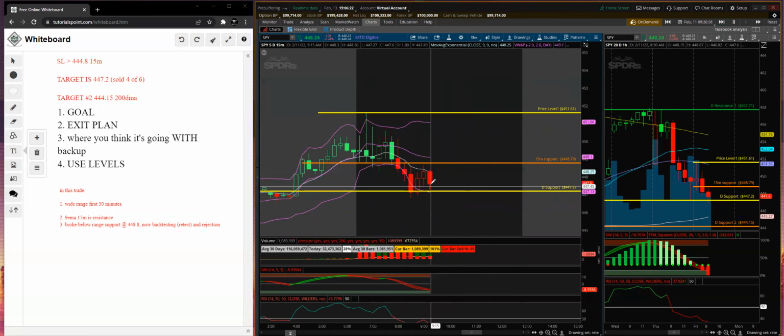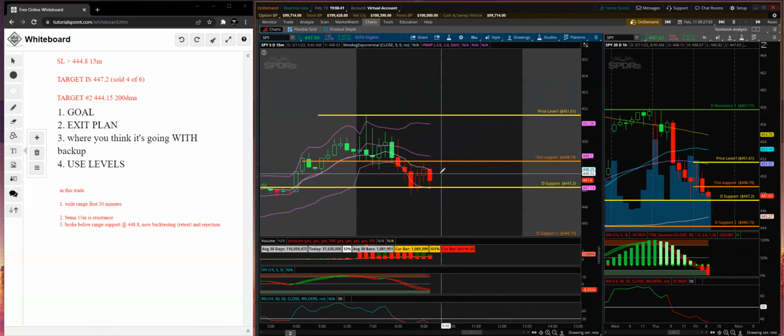All right, we got rejected right here. You can see on 15 minutes, we tried breaking this 448.80 resistance, but instead we fell back. We tried again, fell back, tried again, fell back right here. And now we are back at 447.20. So this is support right here that they are trying to push this price back down to. Once we break below this on 15 minutes, we are going to continue lower.